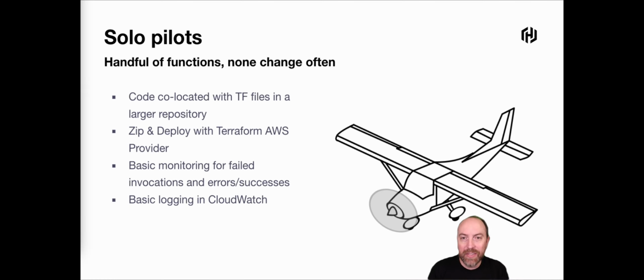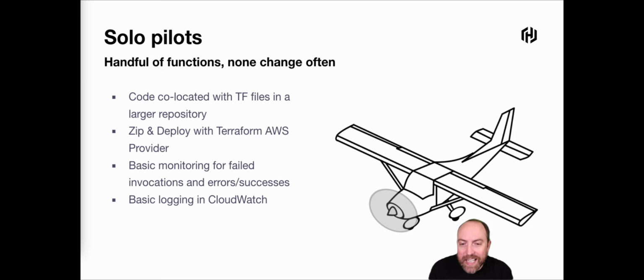So a lot of folks are just deploying a handful of functions. They don't change often. They're often about the infrastructure. They're doing basic monitoring. They're looking at things like, does the Lambda invoke successfully? How long does it run? And what's the error count in the metric on CloudWatch?